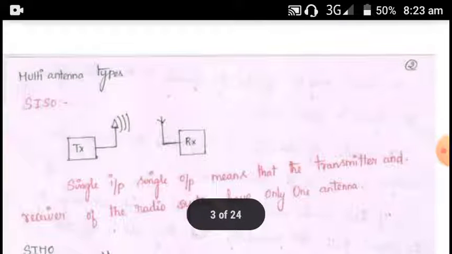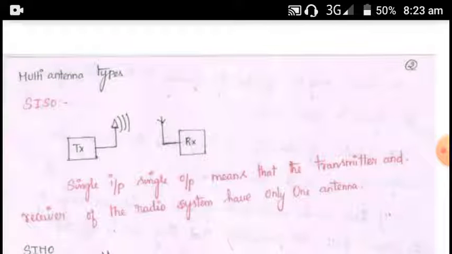So next we are going to see about the various antenna types. Okay, so there are various antenna types: single input single output, single input multiple output, multiple input single output, and multiple input multiple output. So here we are just going to see about the various types of antennas, that is, the number of antennas used.